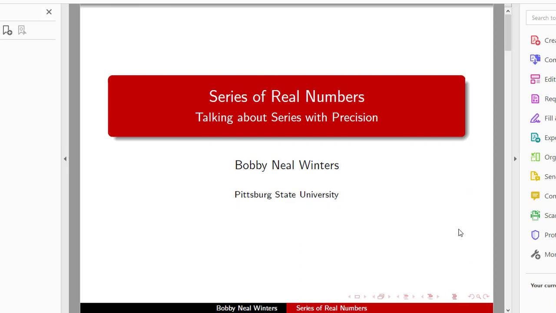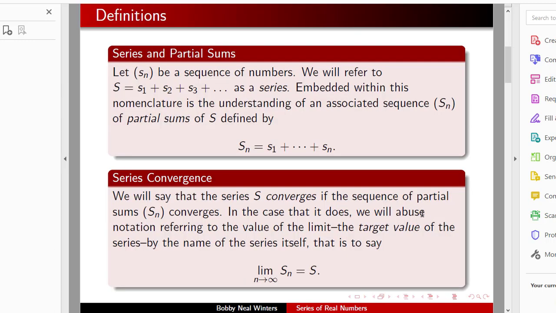Okay, in this lecture we're now going to talk about series of real numbers. We've already talked about them a bit with the harmonic series, but now we're going to be a bit more precise in our discussion. We'll start with some definitions.